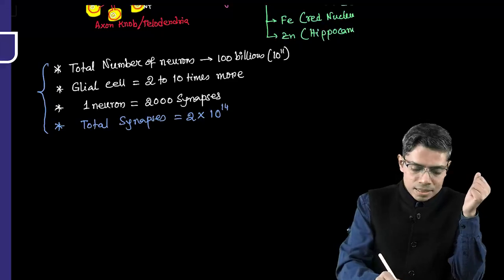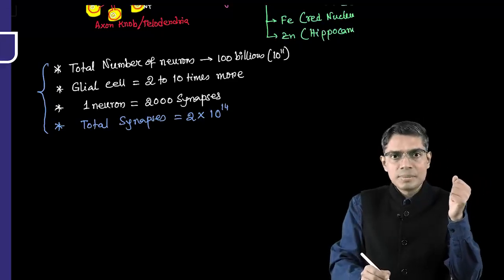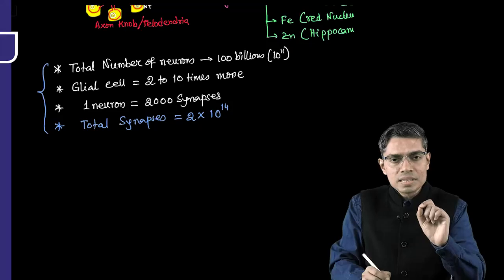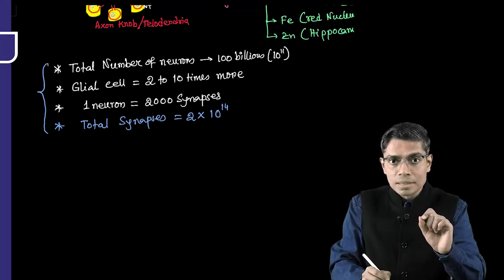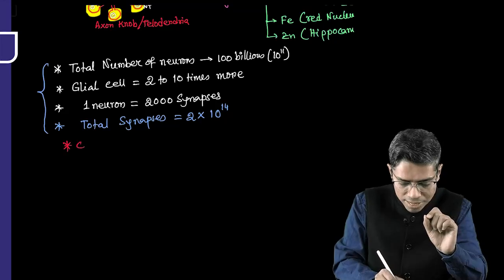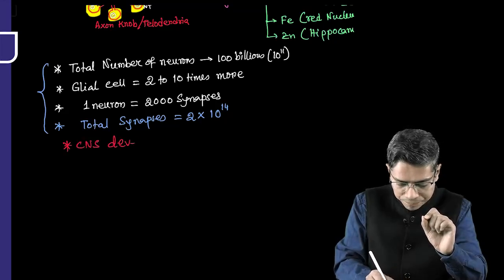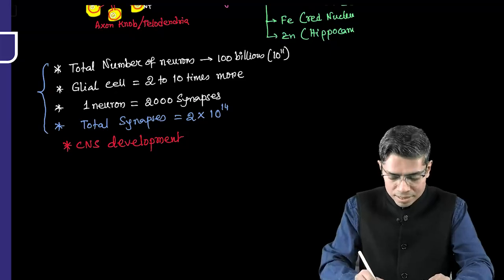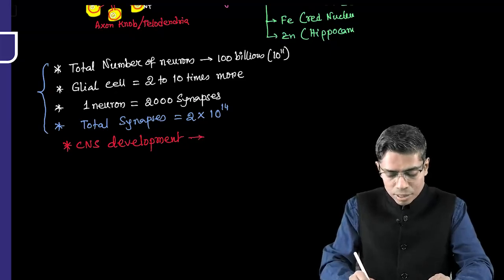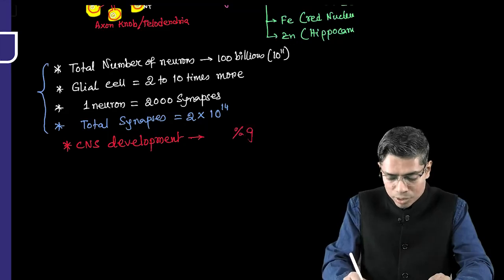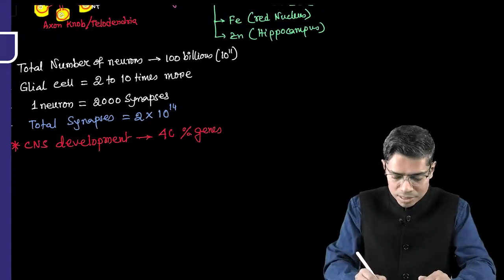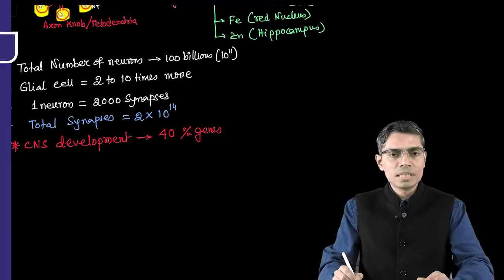That's why there is a very valid question in the NEET entrance examination: what percentage of the human genome is responsible for CNS development? Oh my God. I can understand that CNS development will be a complex process, obviously. They are asking that CNS development is based on how much percentage of human genome or human genes. Your answer is 40% of the total human genome is responsible for CNS development.